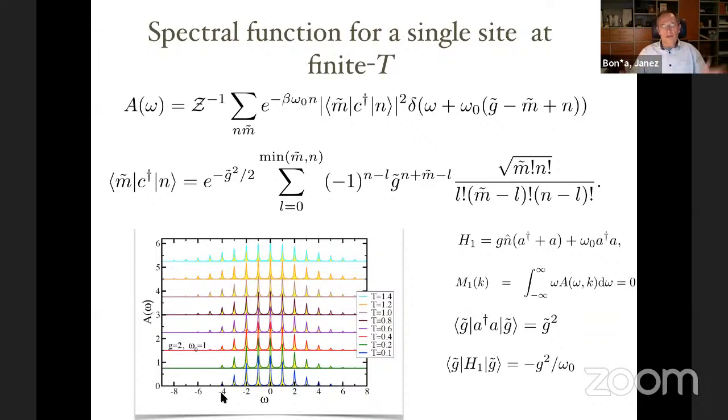So as you heat up the system, you can actually get some weight below the quasi-particle peak at zero temperature. Because essentially what happens is that you create an electron on a system that already has phonons in it, right? So that's why these peaks are now at frequencies below the polaron frequency.